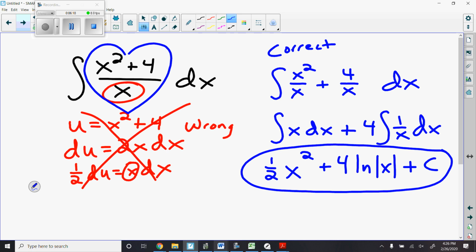Didn't use any u substitution here, so just be aware of it, right? If this was reversed, if it was x over x squared plus 40x, it'd be your classic u substitution.